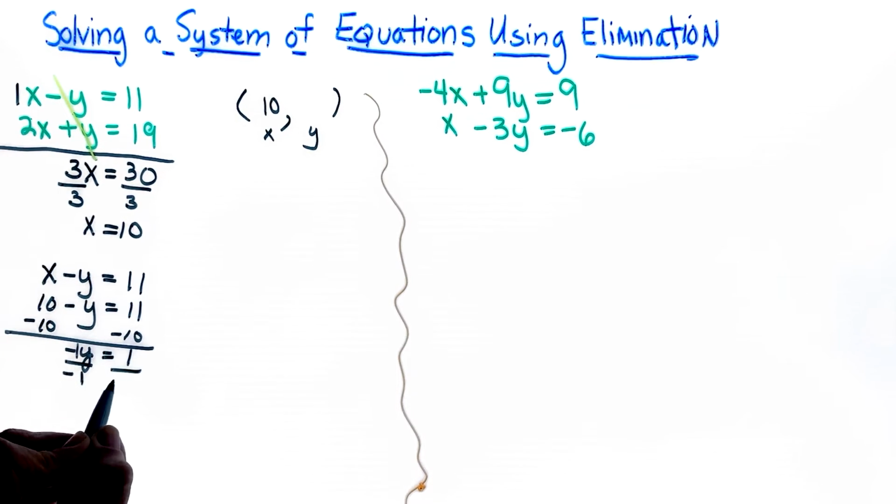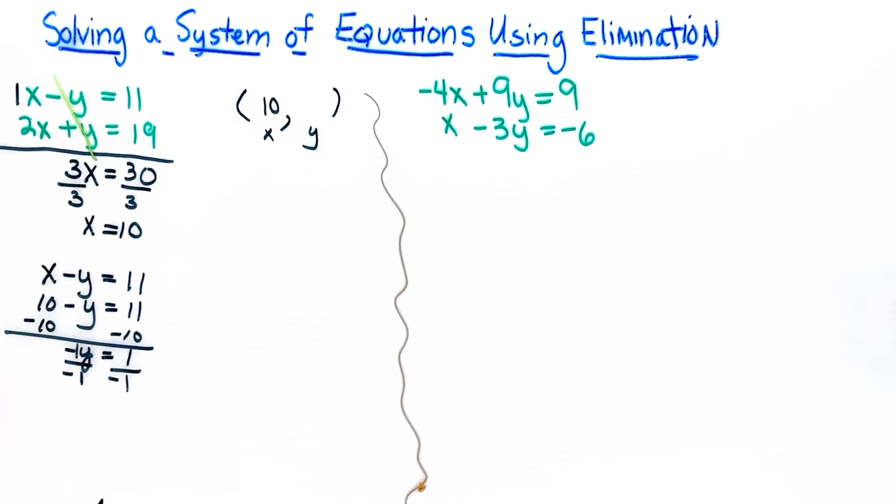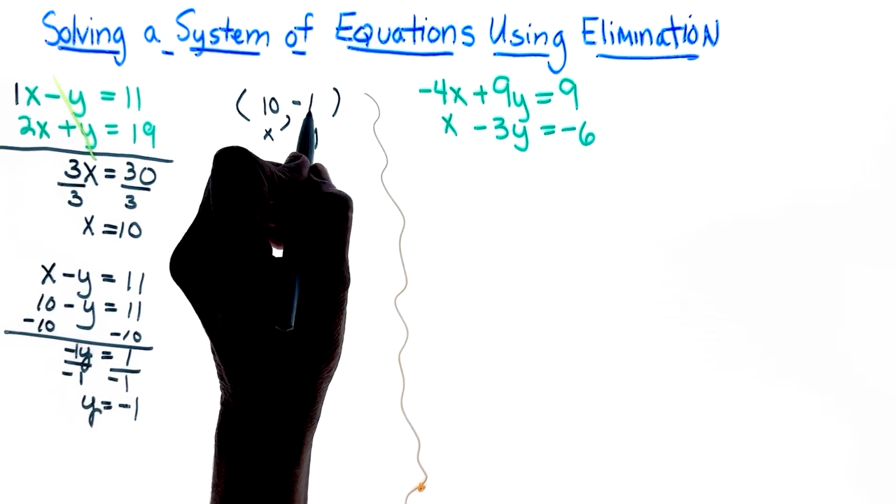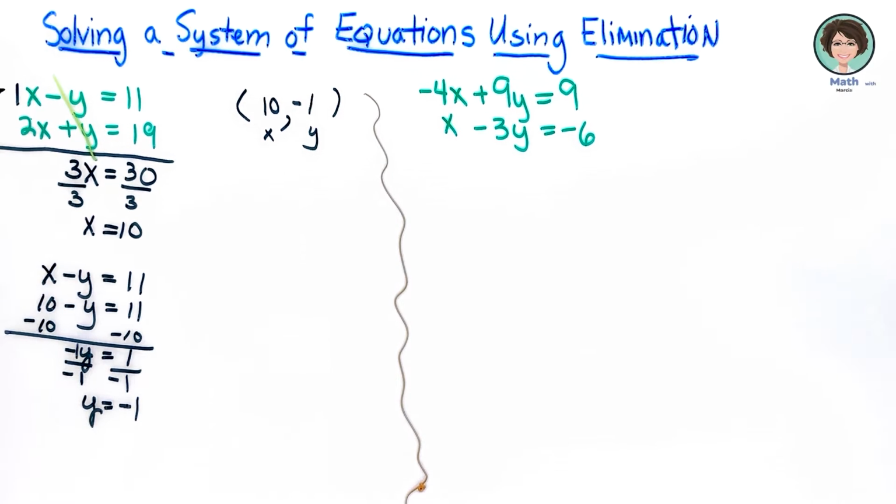So when we have a negative variable, we're going to divide both sides by -1. So y is equal to -1. So our solution for this system of equations that we have here, x would be 10 and y is -1. You could substitute the value in and check to see if those answers are correct.